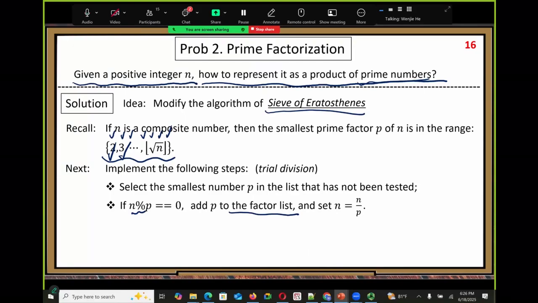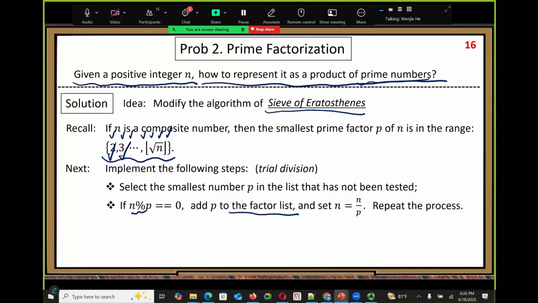Because after you take out one p factor, the remaining factors of n are in the quotient of this division, n over p. So you update n.